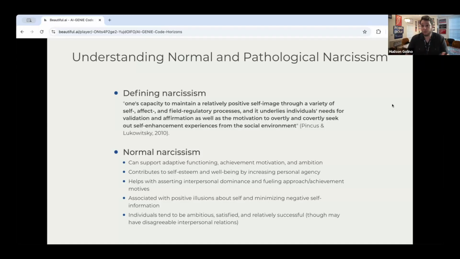In their review, normal narcissism can support adaptive functioning, achievement, motivation, and ambition, contribute to self-esteem and well-being by increasing personal agency and several other positive characteristics.